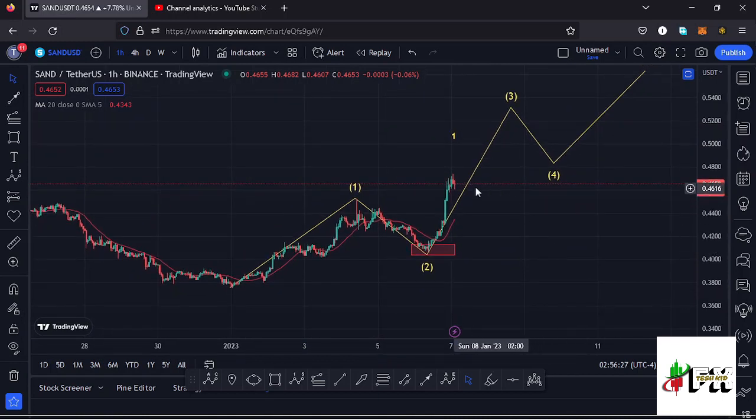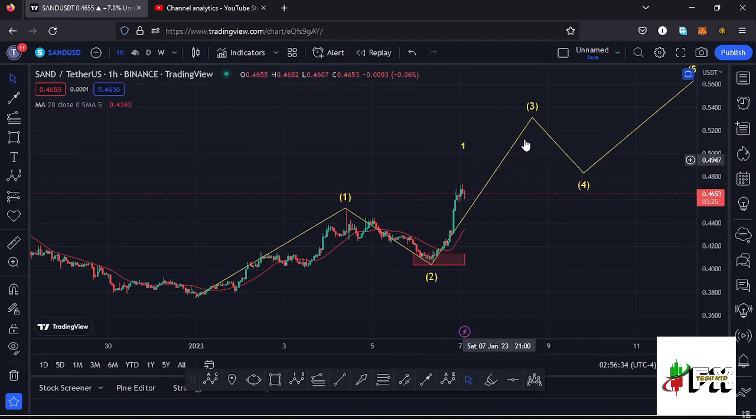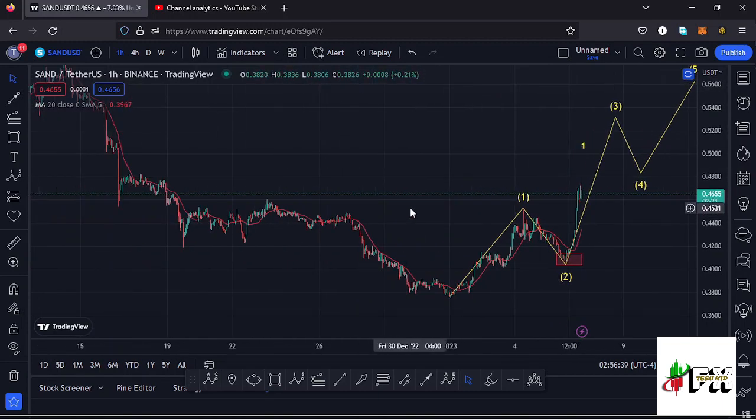And you can also see that we have the support of the 20-day MA. Since we managed to break above the 20-day MA, we have the support for us to continue pushing even higher to fully maximize the formation of this wave 3 to the upside. So let's be patient and see how that plays out.